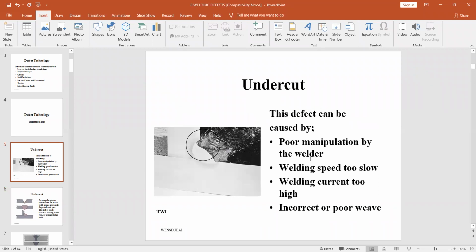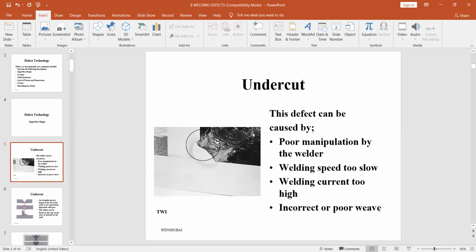While the welder is welding, the electrode movement and electrode direction with respect to the weld area and base angle, the electrode angle, is not properly maintained, or the welder's welding speed is too slow. Suppose the welder is welding very slowly, the electrode traveling speed is very slow. In this case heat input will increase, so there are chances to melt the base metal. Welding current too high is also a reason. If the welding current is too high, heat input will increase and the base metal will melt.